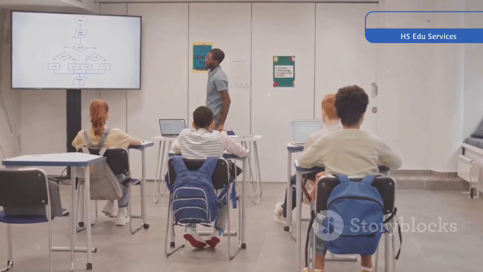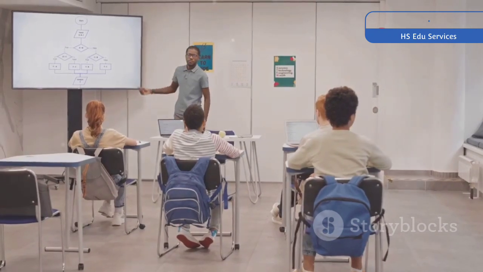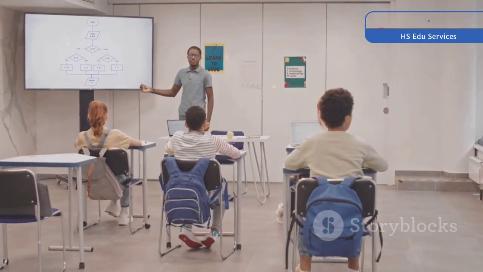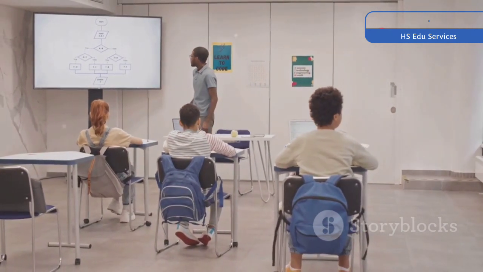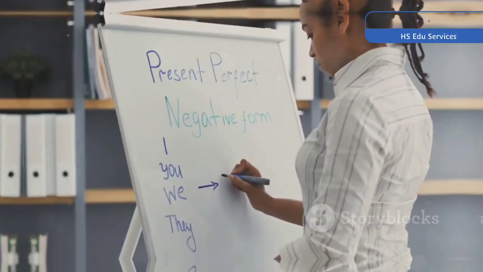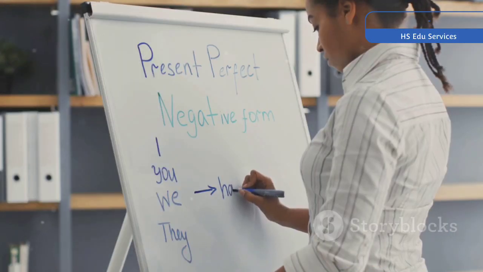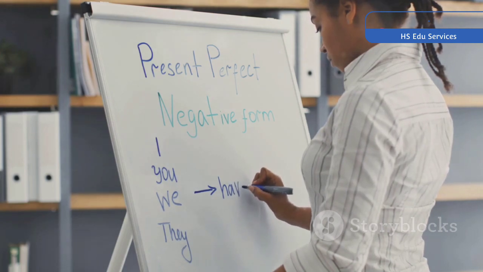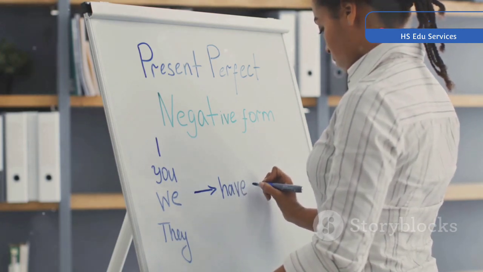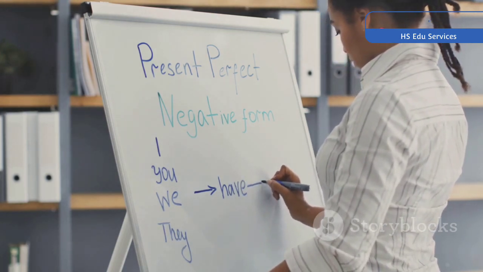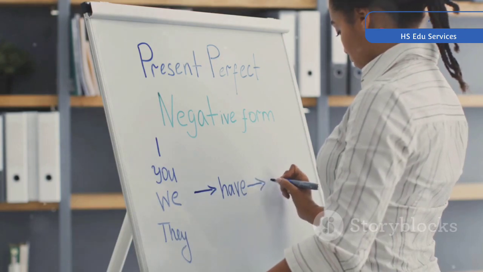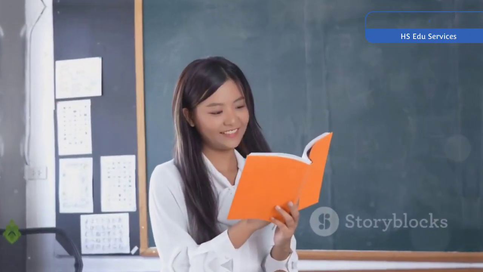Future perfect tense. This tense describes an action that will be completed before another action in the future. For instance, I will have played soccer by the time you arrive. Future perfect continuous tense. This tense describes an ongoing action that will be completed before another action in the future. An example would be, I will have been playing soccer for an hour by the time you arrive.